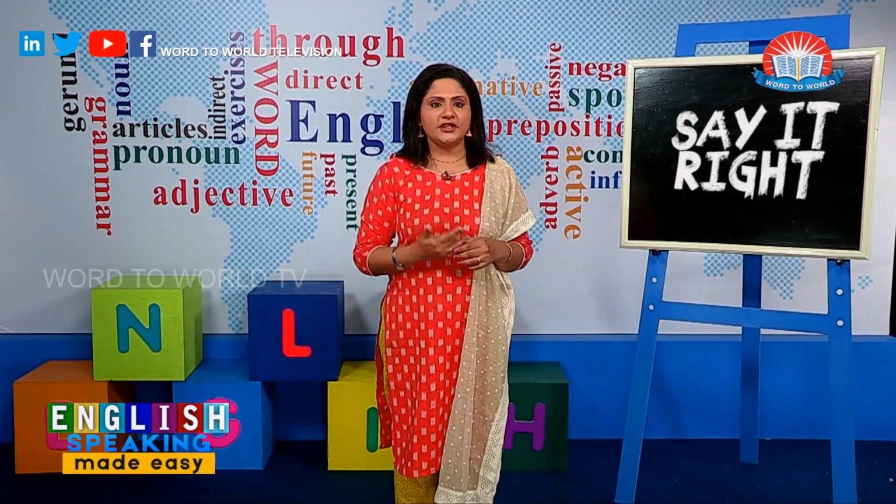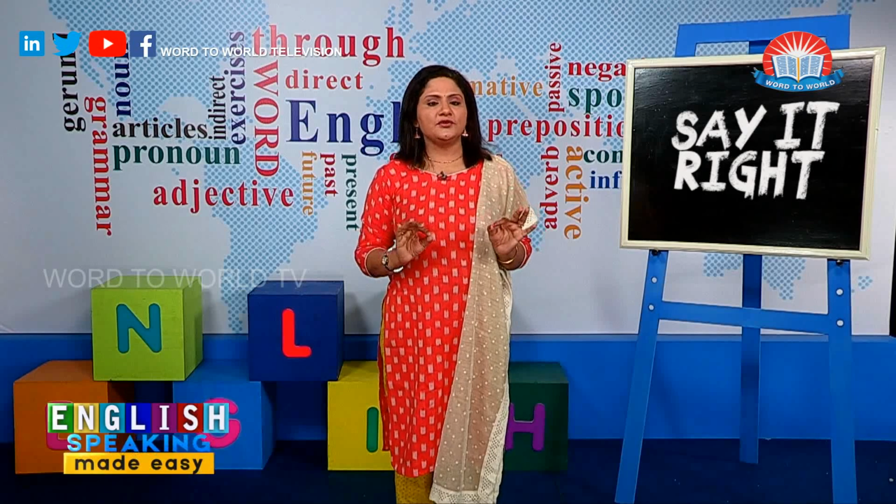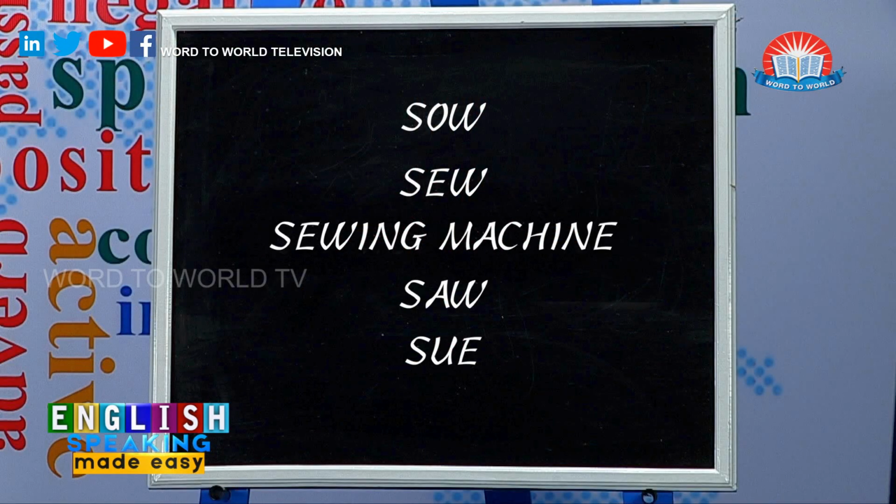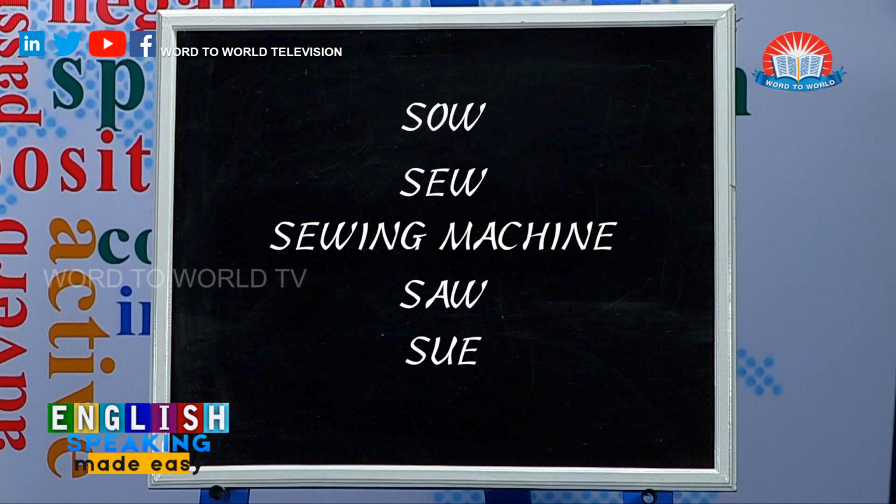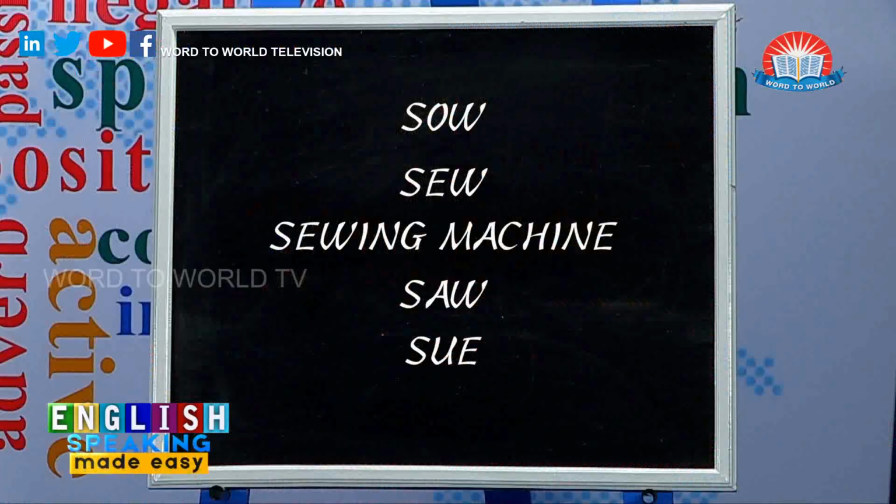The next set of words. Now this can be a little more confusing. Okay, let's look at those words. S-O-W. It's called sow. You sow the fields. The next word is S-E-W-I-N-G. You see that word? Sewing machine. How do we actually pronounce that word?